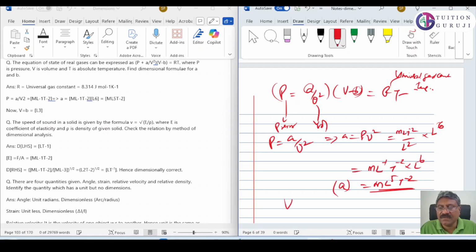Now again, we can write V is equal to B. So B is actually L cube.